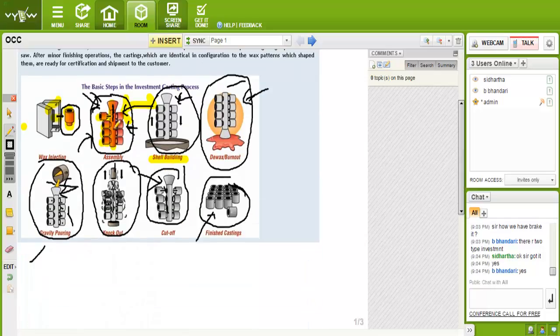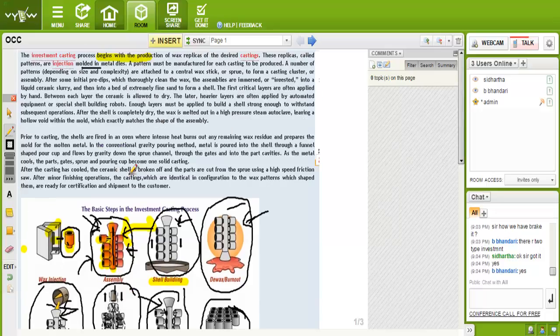This is the central wax stick, or this is the pattern. The number of patterns attached with the central wax stick form a casting cluster or assembly. After some initial pre-dip which thoroughly cleans the wax, the assembly is immersed or invested into a liquid ceramic slurry.